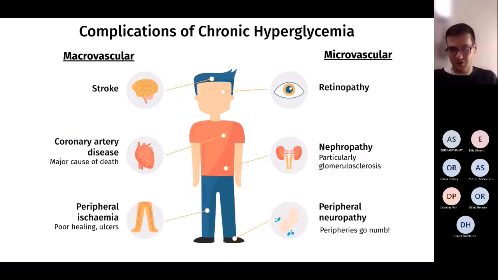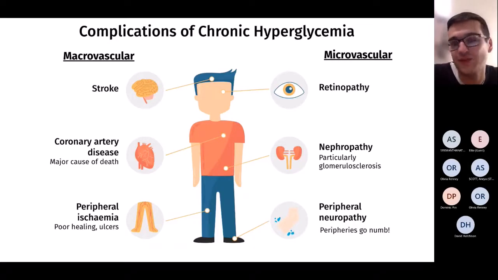Then you get the microvascular complications, which are caused by problems in the tiny little blood vessels. That causes problems in the tiny little blood vessels of your eyes, causing diabetic retinopathy. So that's why people with diabetes need regular eye checks. It also causes problems in the tiny little micro blood vessels in your kidneys. Particularly commonly, it causes glomerulosclerosis.